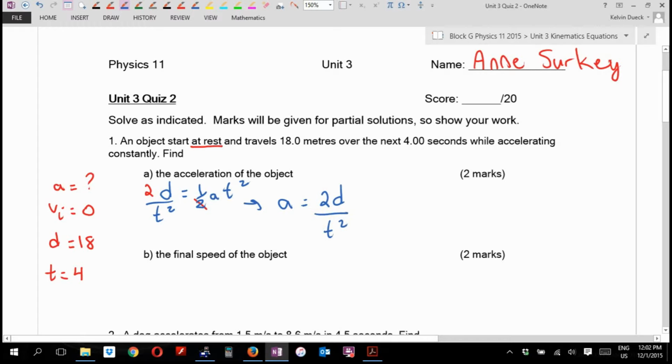I don't know if that one showed up in the homework or not. 2 times 18 divided by 4 squared. You know what? I think I can do this in my head. 2 times 18 is 36. 4 squared is 16. It's 36 over 16, which is going to be 18 over 8, which is going to be 9 over 4. 2.25? Yes? Woohoo! I can do math in my head.